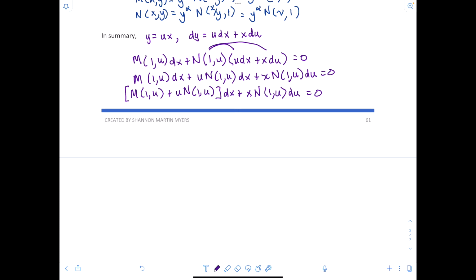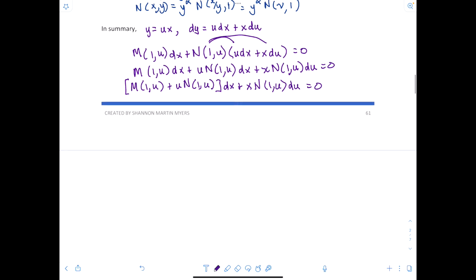So now, just to make things easier to see, I'm going to separate these terms and get the dx terms on the left side, and on the right hand side we'll put the du term. So this is going to give us capital M at 1 and u plus u times N at 1 and u, this quantity, times dx equals negative x times N at 1 and u du.